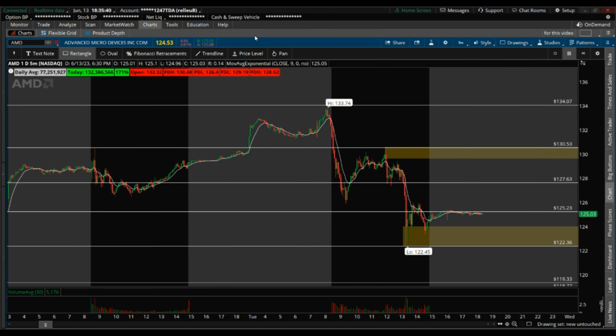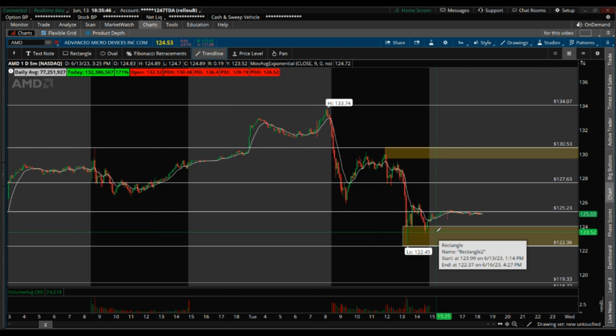You understand the supply and demand now. This is the infrastructure of your chart. This is like the basics. This is something you should know at the back of your hand. This needs to be on every chart at all times.